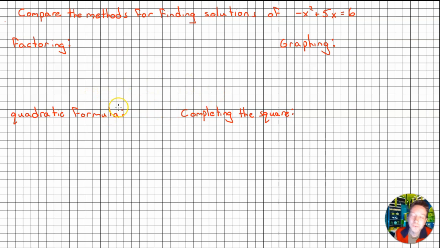So what we're going to do is look at different methods for finding solutions to this quadratic. The first one is factoring. So if we're going to factor this, let's have minus x squared plus 5x. We'll bring the 6 over, make it negative, set it equal to 0. So we're finding the zeros.